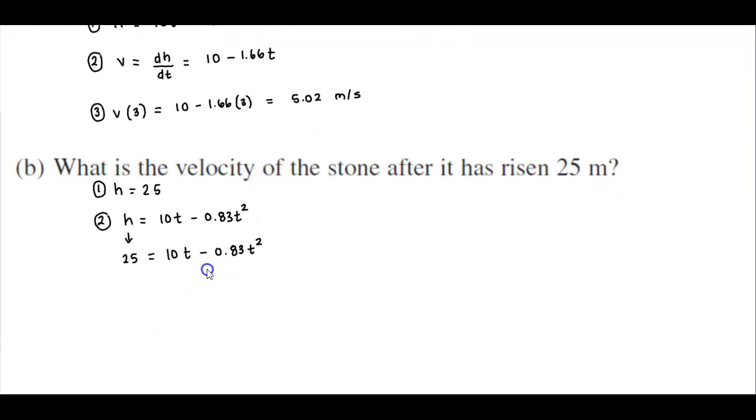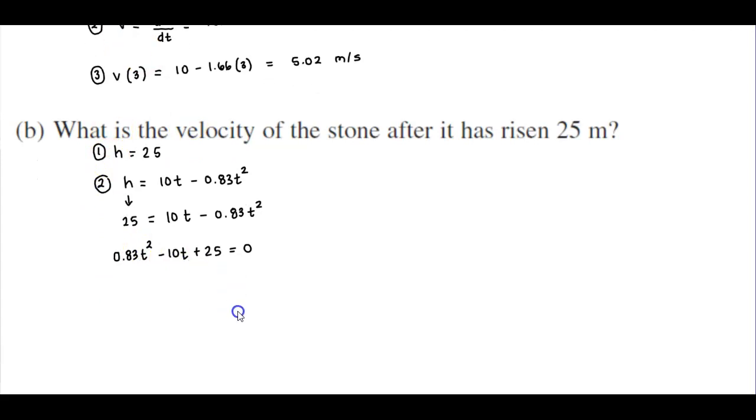And so from here, we're going to set this equal to 0, so we're going to bring everything to the left-hand side. If we add 0.83t squared, we have 0.83t squared minus 10t plus 25, and that's equal to 0. Okay, and then this can't be easily factored, so we're going to have to use the quadratic formula.